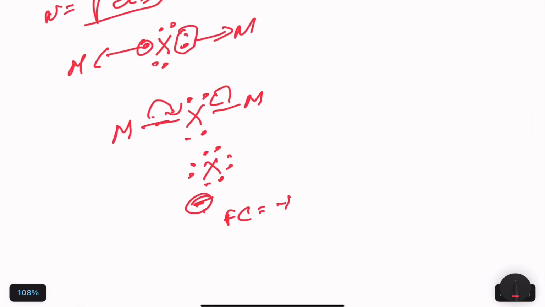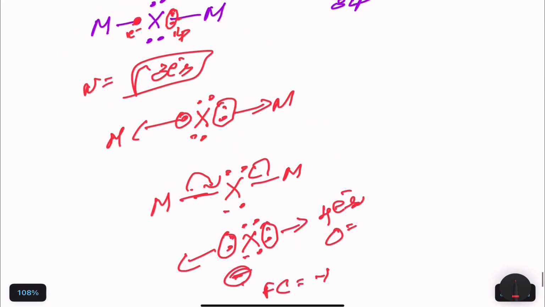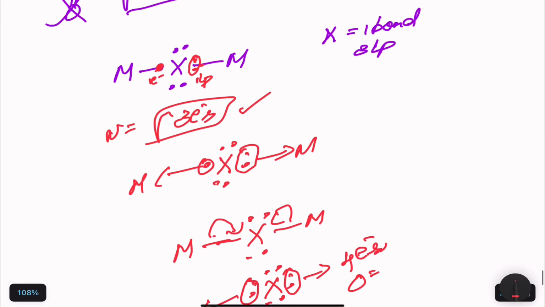And then the contribution is how much? 1, 2, 3, 4. This is also given. This is also given. So 4 electrons is the contribution in the case of the oxidation method. For the neutral method, it is 3 electrons.